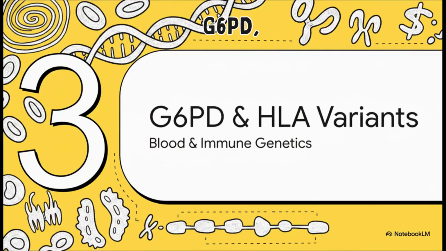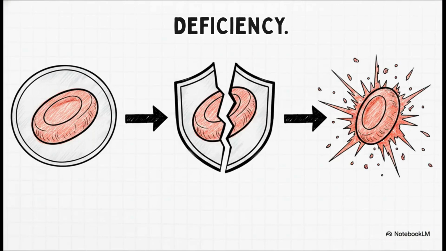Section 3, G6PD, HLA, and other variants. These next few concepts are guaranteed show-up topics for Vivas and short notes. Okay, G6PD deficiency. You've definitely heard of this. It's an X-linked inherited disorder where red blood cells become super vulnerable to oxidative stress. The mechanism is straightforward, but potentially lethal.